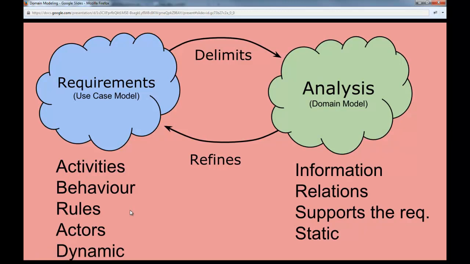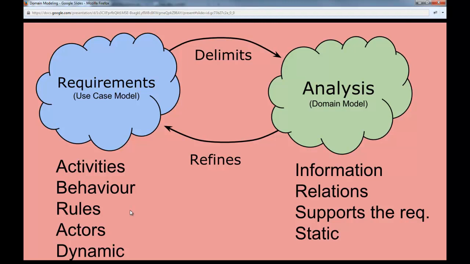So, when developing, we have the requirements in the unified process. This is called the use case model. Use cases is a form of capturing requirements. There are other forms also, but we have a bunch of requirements. And requirements are good at specifying activities, behaviors, rules, actors. Do you recognize actors? The roles that do something in the system. For example, the administrator can add users to the system or something like that.